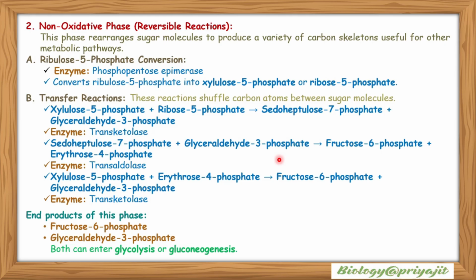And xylulose 5-phosphate and erythrose 4-phosphate, with the help of the enzyme transketolase, will form fructose 6-phosphate and glyceraldehyde 3-phosphate. So the end products of these reactions are fructose 6-phosphate and glyceraldehyde 3-phosphate. Both can enter glycolysis or gluconeogenesis.